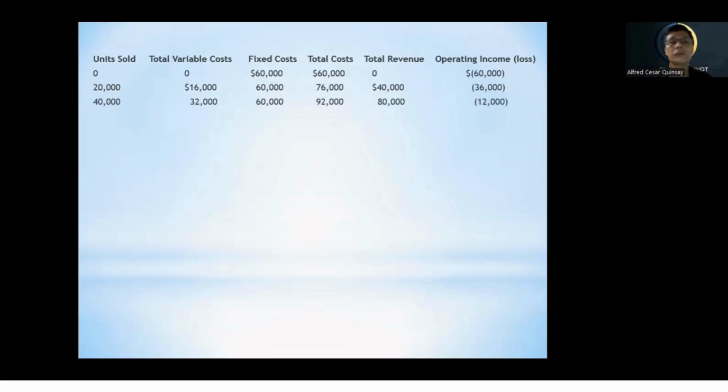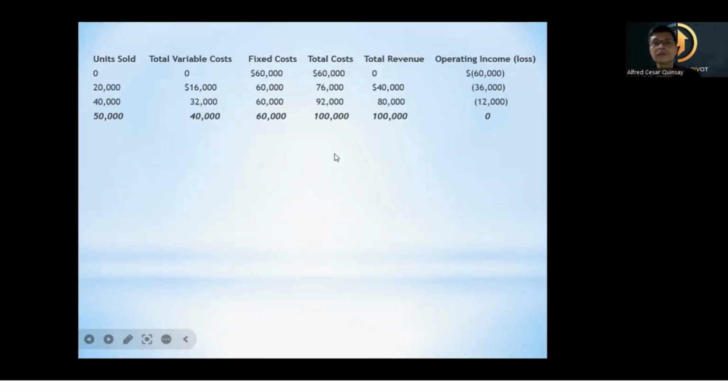Now, as the units increase by intervals of 20,000, you can say that the variable cost also increases by 0.80 per unit. So if it's 40,000, that's 40,000 times 0.80, that will be 32,000. And the fixed cost would still be 60,000, so that would be 92,000. And the revenue would be 80,000. That's 40,000 times the $2 selling price. But you could see here that the operating loss has greatly decreased by 24,000.